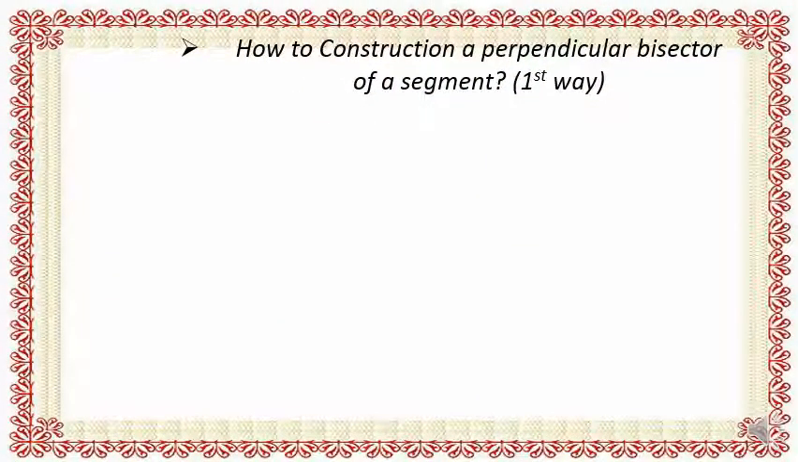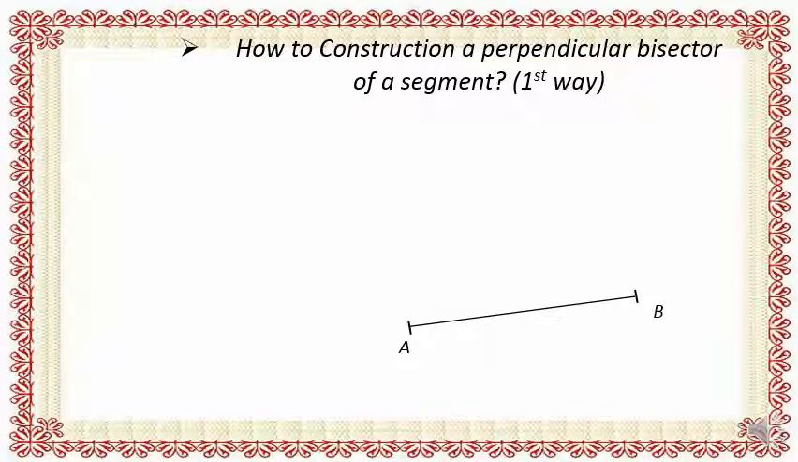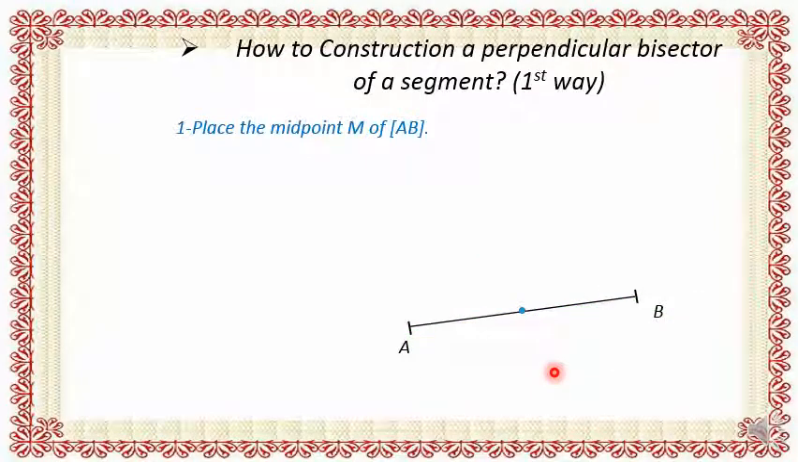Now let's learn how to construct or how to draw a perpendicular bisector. The first way. To draw a perpendicular bisector, you have to use a set square and a ruler. How? Take this example. This is segment AB. I want to draw D, the perpendicular bisector of AB. What to do? 1. I have to put the midpoint of AB. How to put the midpoint of a segment? We have to measure the length of this segment. The length of AB is 10 centimeters. So the midpoint is at 5 centimeters. So we put M, the midpoint of segment AB, which is in the middle. AM is equal to MB.